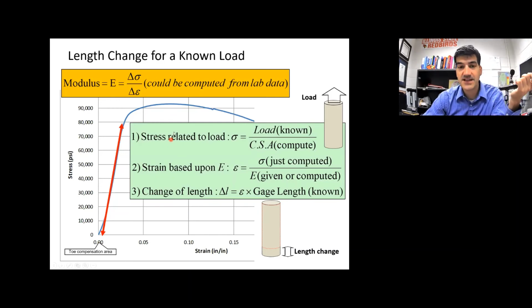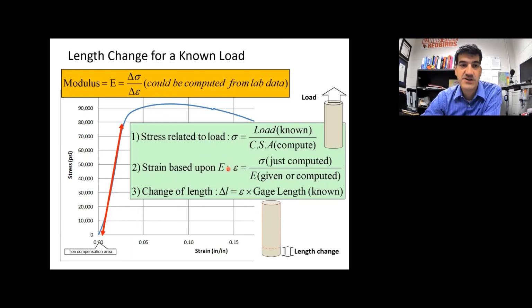Then when you do the calculations, first you're going to calculate the stress, because you know what the load is. That's in the problem statement. The load, the force, is known. It's given in the problem statement. The cross-sectional area is either known or you can compute it. The area of a circle is pi r squared, so you can compute the cross-sectional area. Now you know the stress in the part, and you can use the elastic modulus value to calculate the strain.